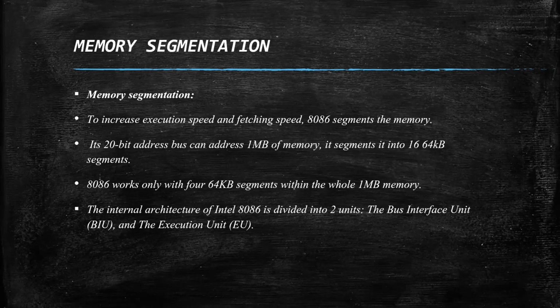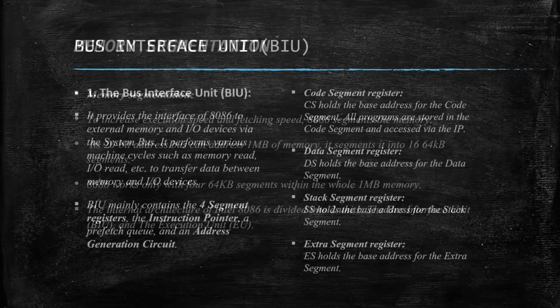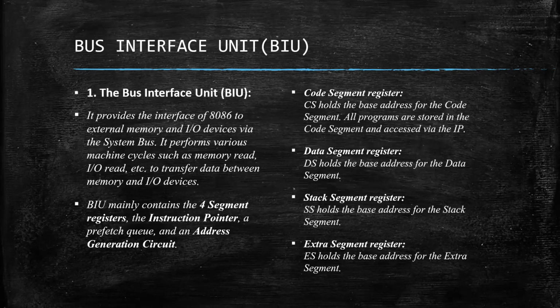The internal architecture of Intel 8086 is divided into two units. We can call them BIU and EU. BIU is an abbreviation of bus interface unit, and EU is an abbreviation of execution unit. We shall discuss the BIU, bus interface unit, first. In the bus interface unit, we have four segment registers, the instruction pointer, a prefetch queue, and an address generation circuit.